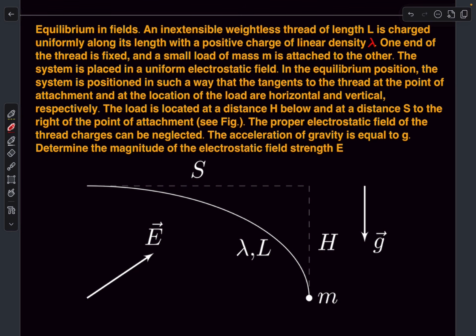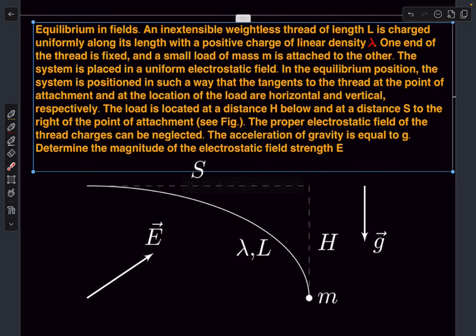Hello everyone, welcome back. In today's video, we'll take up a problem that appeared in a recent Russian Olympiad. This problem is mainly based on Newton's laws of motion and a little bit of electrostatics.